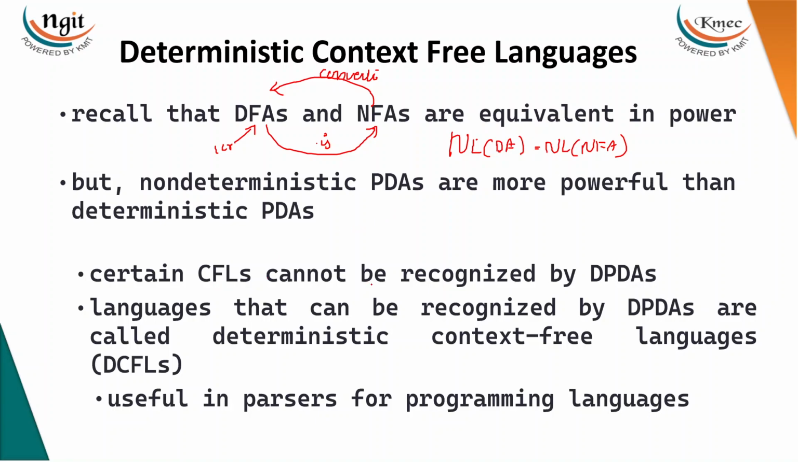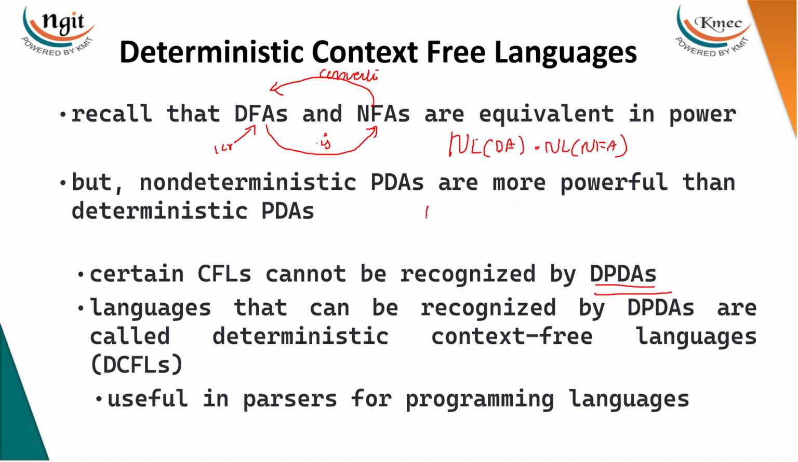This means certain CFLs cannot be recognized by a DPDA, right? So the languages that can be recognized by a DPDA are called deterministic context-free languages. Especially they are useful in parsing programming languages. Non-deterministic means ambiguity will be there, which will give you some problems. Before going to the definitions, let us see some examples.